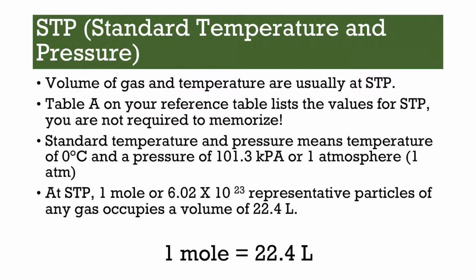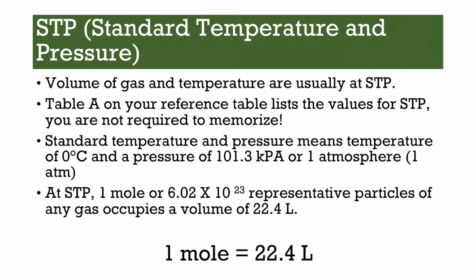So again, we're just going to talk about STP just to mention it, just so you know what it means. Again, it doesn't matter right now. When we get to our unit of gases, then it really does matter because you will need to know what those numbers are. But the values are on the reference table, Table A, if you ever do forget. It's just saying that standard temperature is either 0 degrees Celsius or 273 Kelvin, and that pressure is 101.3 kPa or 1 atmosphere. Again, we're going to go into what that means and what those units are later on.